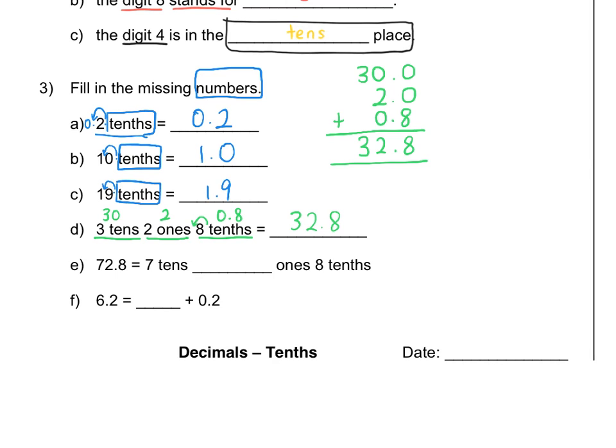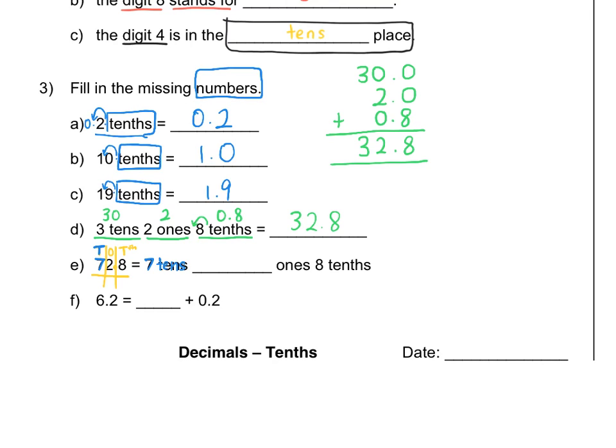Moving on next to part E. 72.8 is equal to 7/10, how many ones and 8/10? When you see this question, you are given a number. It's very important you label the place value chart. So in front of the decimal point, we label the ones place, followed by the tens place. Behind the decimal point, we label the tenths place. And now it's simply matching. 7/10, we have it here, 7/10.